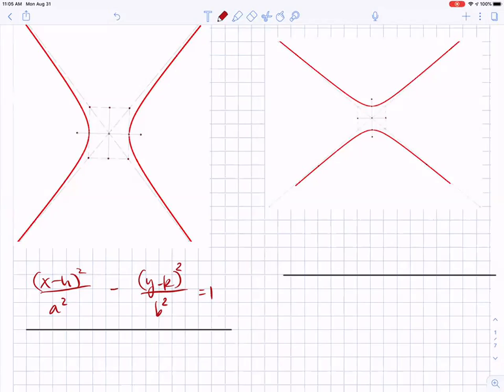Yeah, I need to trade the numerators. So I'm going to trade the numerators. The denominators, though, are going to stay put. So we've got then y minus k squared over a squared minus x minus h squared over b squared is equal to 1.